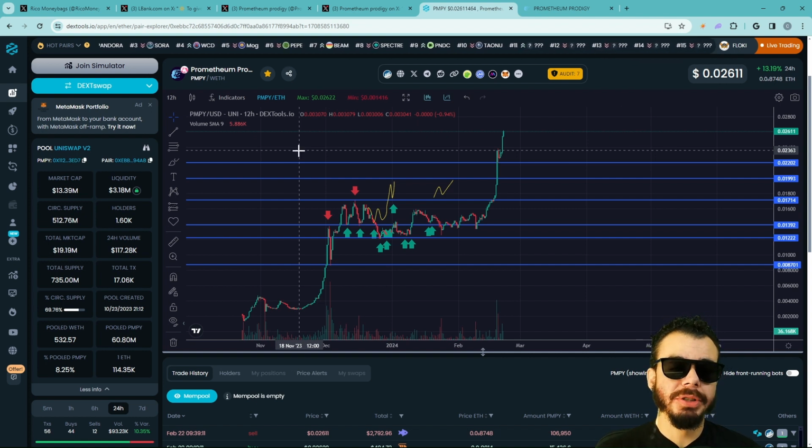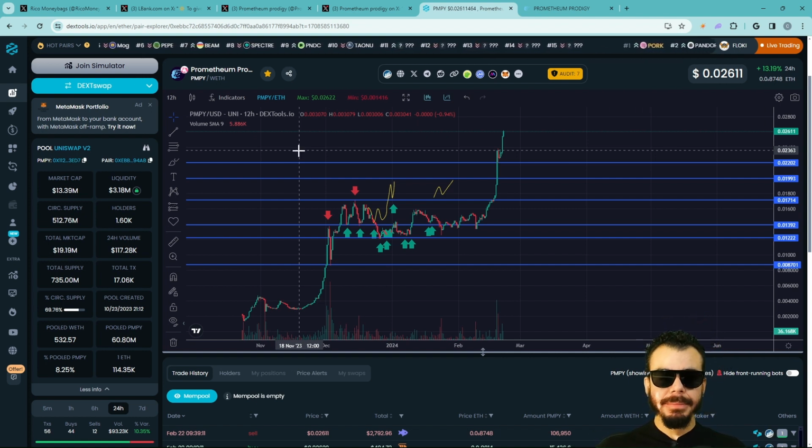We're cruising at a $13 million market cap with 1,600 holders, and 117,000 in trading volume right now. The chart is looking good. The holders are staying pumped up, the community is staying active in the TG, and there are back-to-back developments on this billion-dollar project.